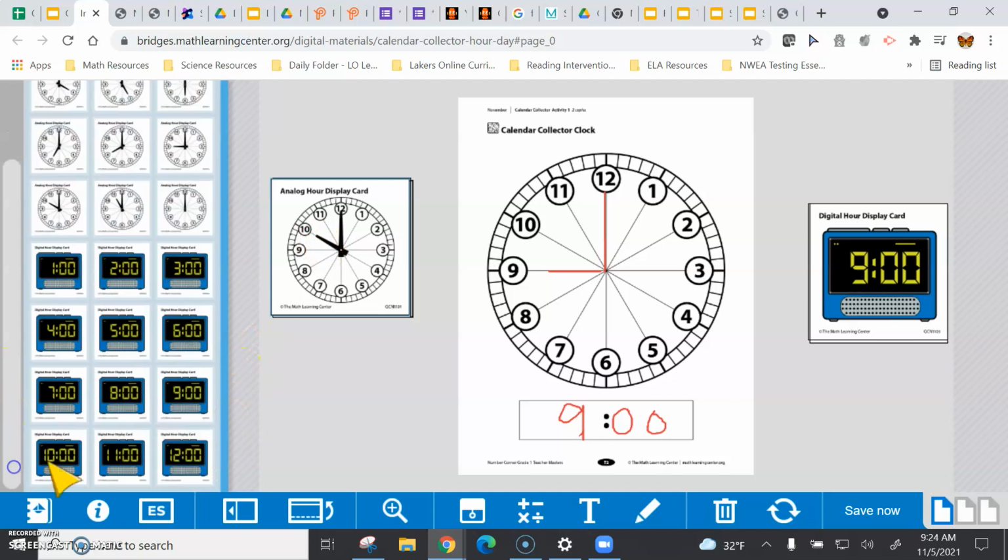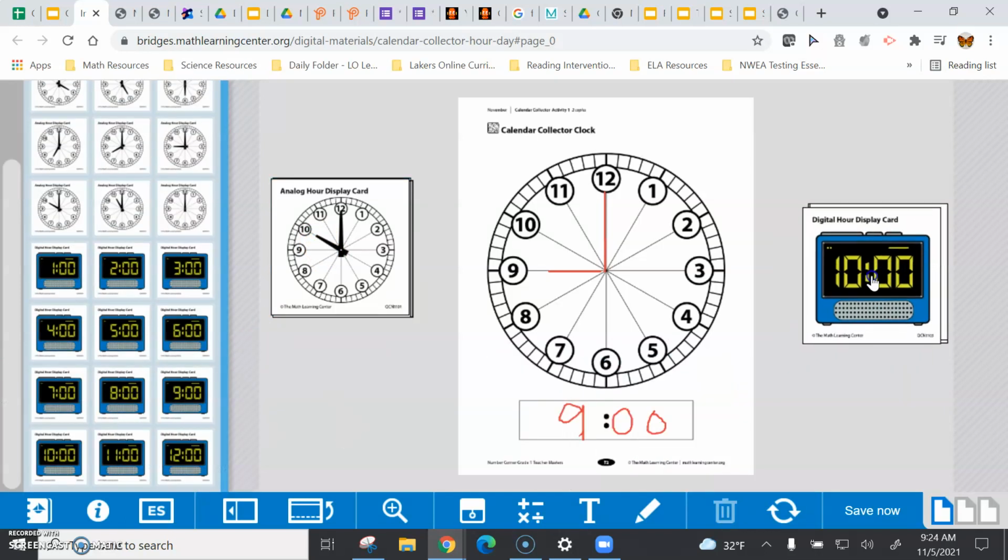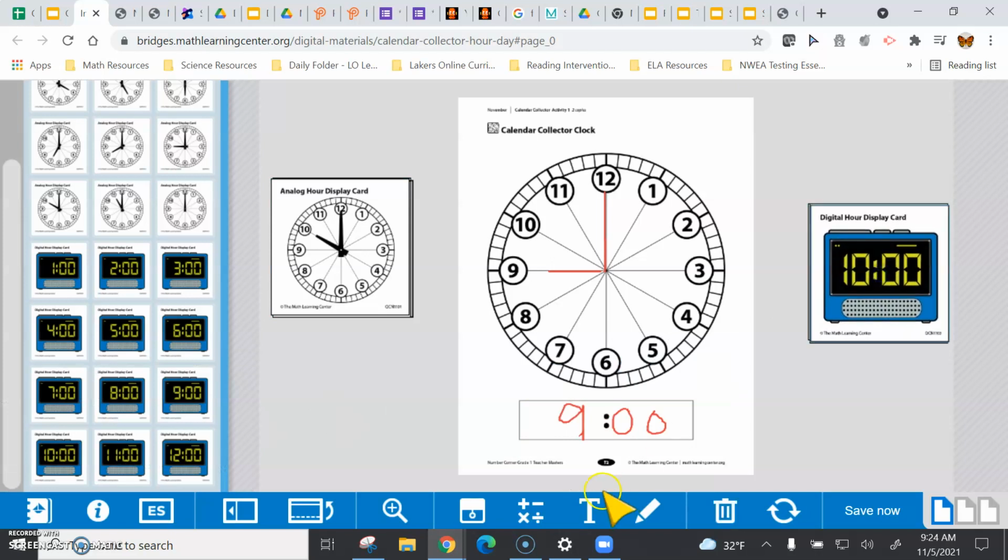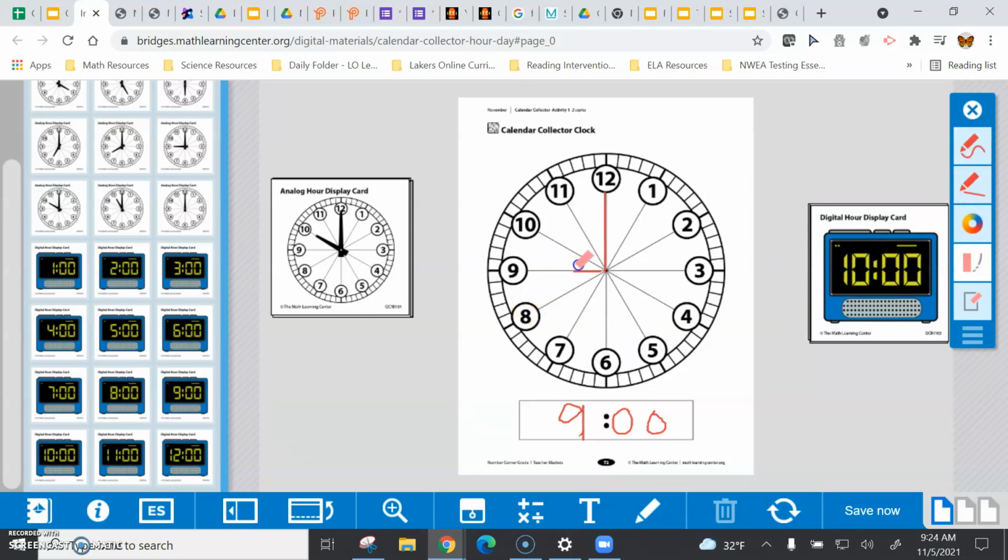We will then grab a digital clock that says 10 o'clock, and we'll even change the time on our clock and the number. So we'll put 10 o'clock here, and then we will have our little hand pointing towards the 10. There it is, 10 o'clock. 10 o'clock. Very good, All-Stars. Very good.